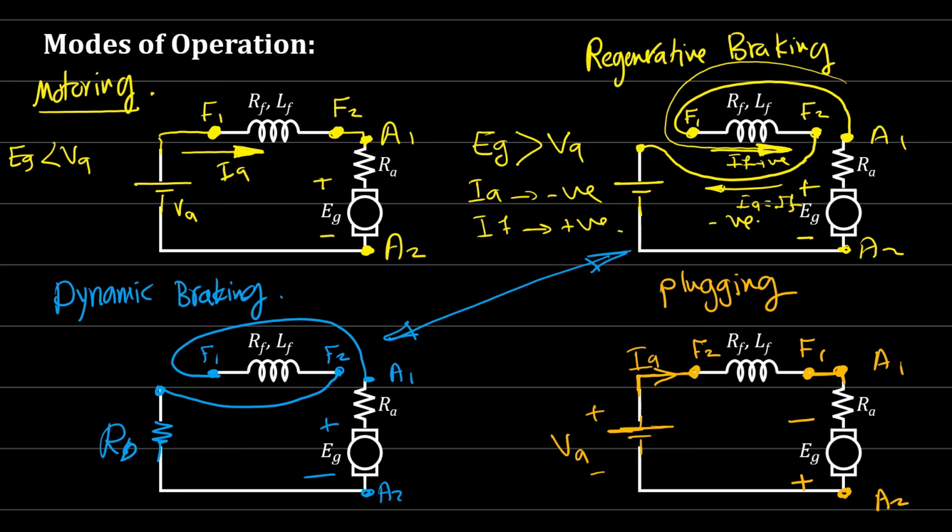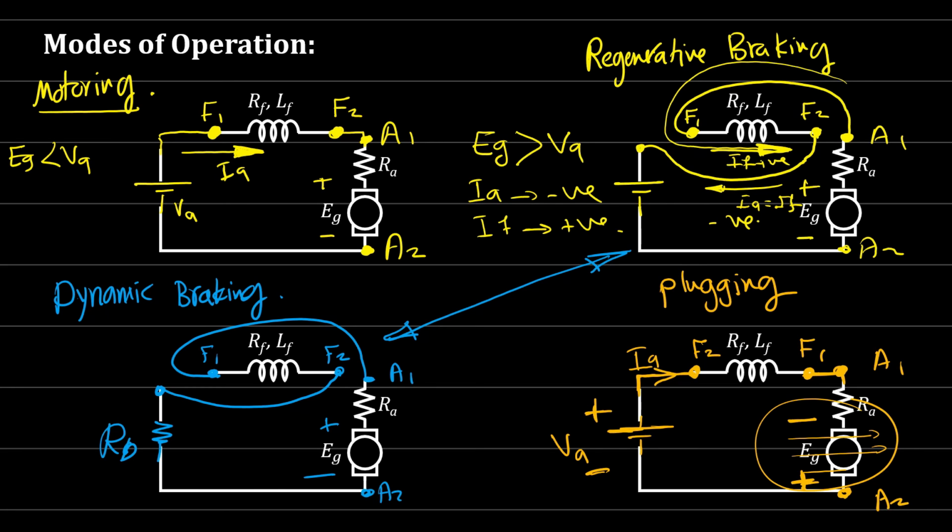Here, the key point is the armature terminals are reversed while running, or the field terminals, not both. So you can either reverse the armature terminal or the field terminal, because we need this to be giving negative voltage. So now VA and EA act in the same direction. So you can see this is minus, plus, minus, plus.